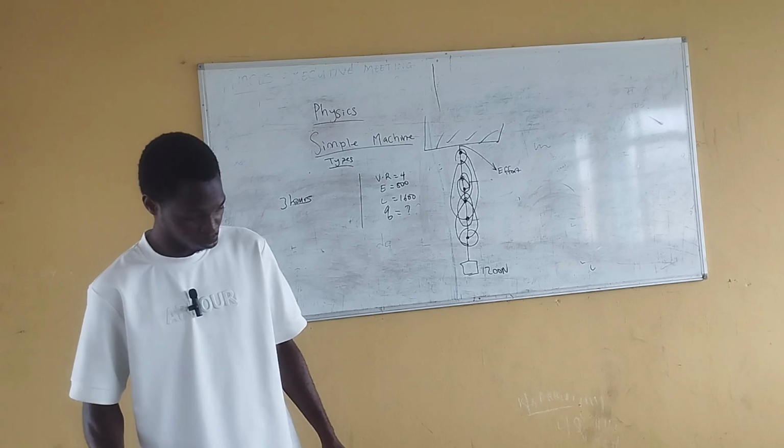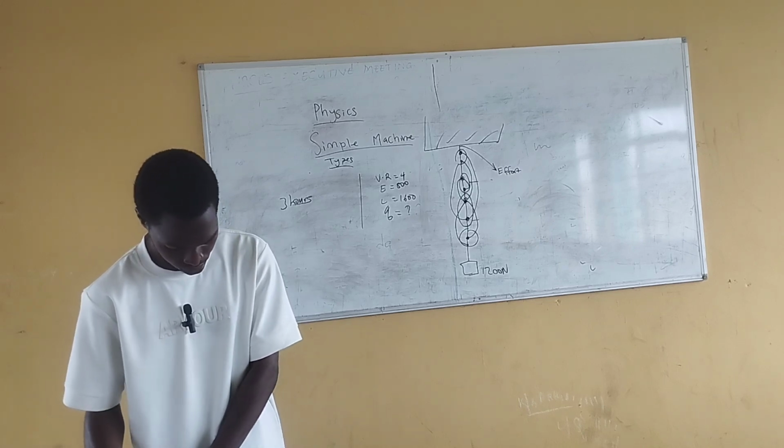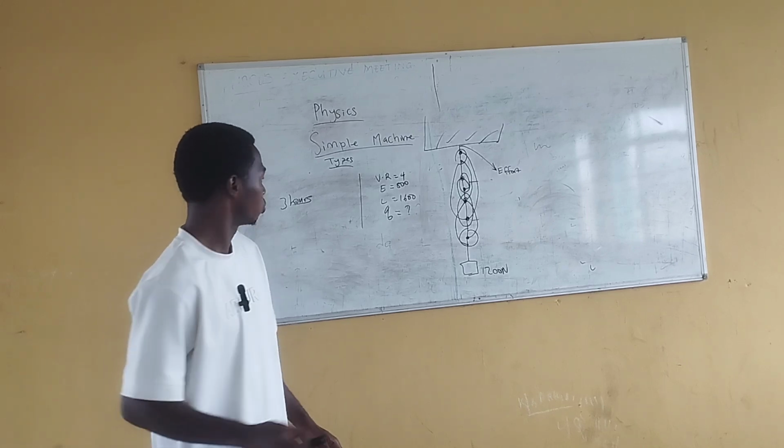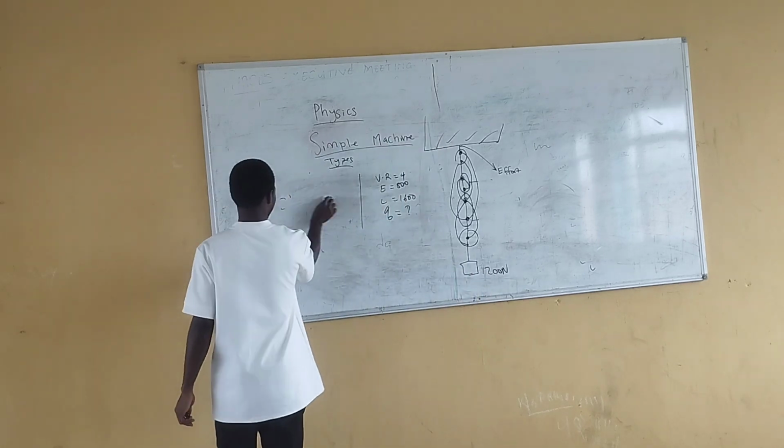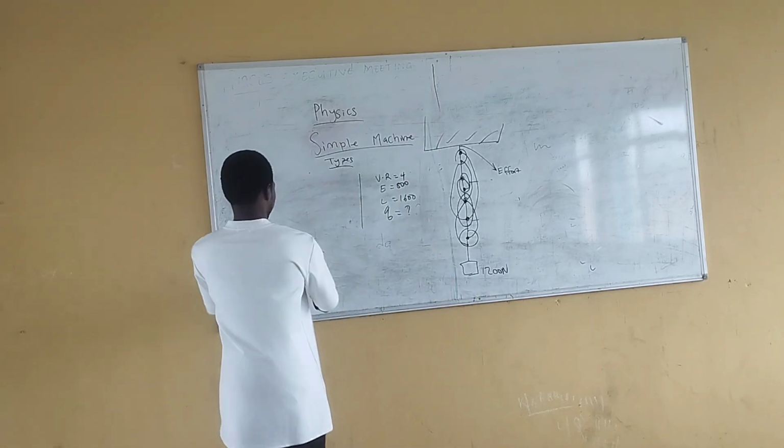50. 50 is correct. So check. After this, we'll go to the next machine. I hope you wrote out those types of machine. Okay, thank you. Let's solve for those.